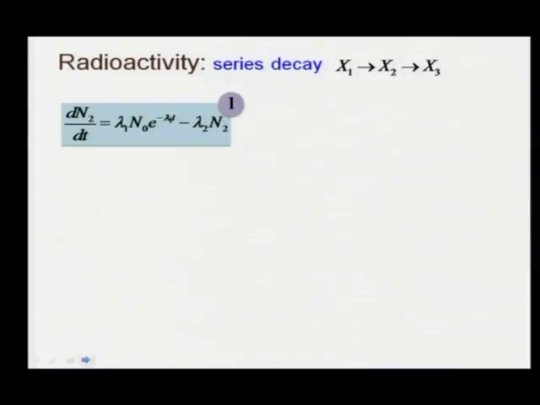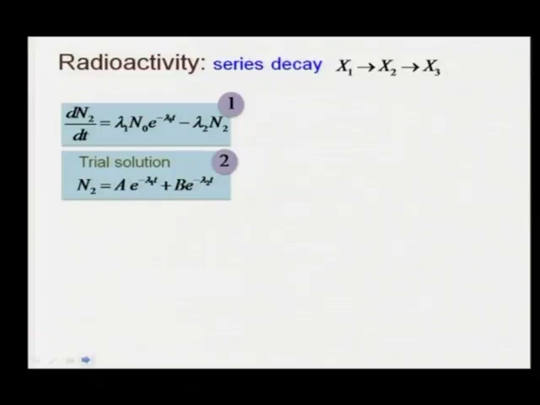So, total change in the number of x2 type of nuclei in time dt is therefore lambda 1 n1, the number added, minus lambda 2 n2, the number decayed. All right. So, we can actually write this as dn2 by dt is equal to lambda 1 n1. Now, n1 I can write as n0 e power minus lambda 1 t using the exponential law, minus lambda 2 n2, correct.